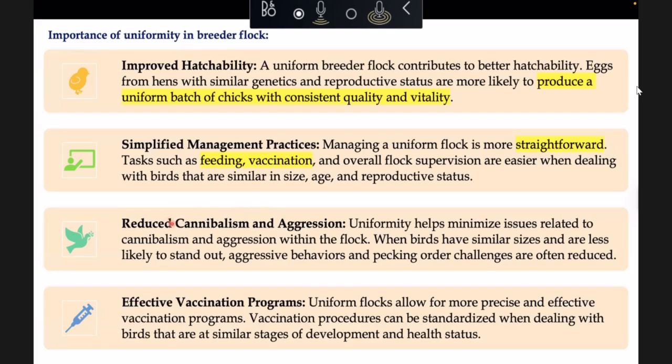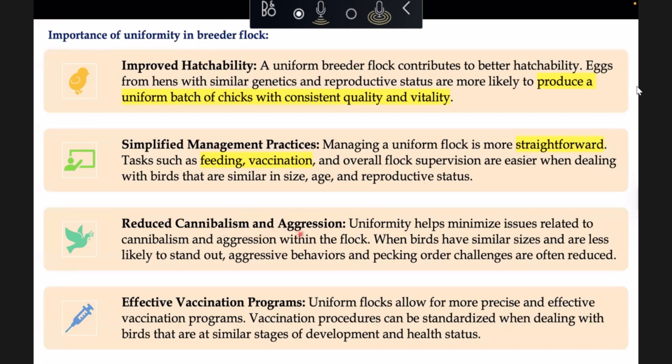And uniformity reduces cannibalism and aggression. So we know cannibalism is the picking of maybe the tail or toe of other birds, and the vent as well. So what happens is that one bird attacks another and they start to eat up the sensitive portion of another bird. That is what is known as cannibalism.